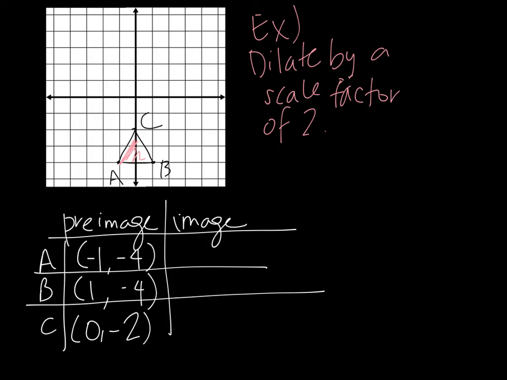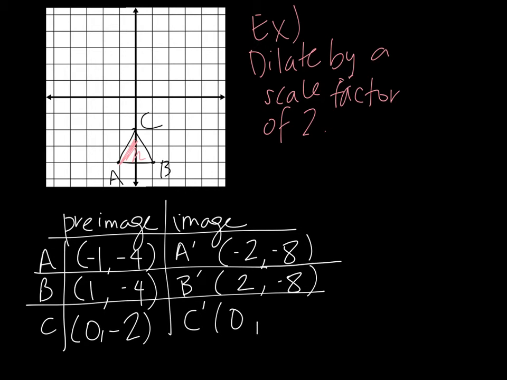And for a scale factor of 2, I'm going to multiply all my coordinates by 2 because it's enlarging it by 2, okay? So A prime will now be -1 times 2 is -2. -4 times 2 is -8. So I'm taking each value and multiplying it by 2. Do you see what I'm doing? B prime, 1 times 2 is 2. -4 times 2 is -8. And then C prime, 0 times 2 is 0. And -2 times 2 is -4. So I took all those numbers and multiplied by 2. And now I'm going to plot it.